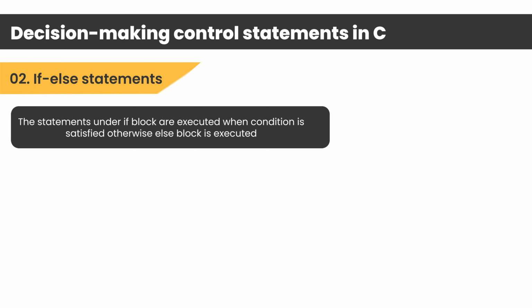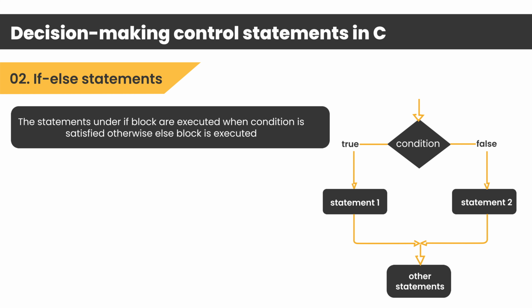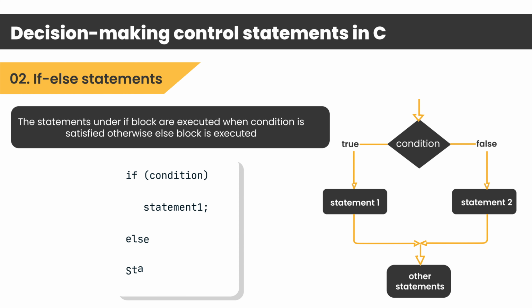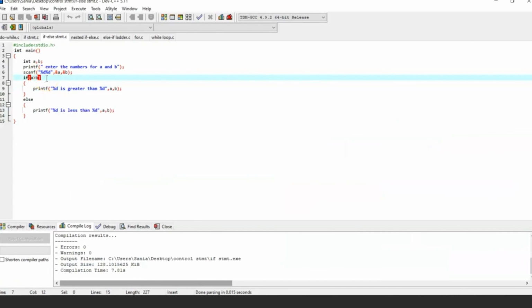Next, if-else statements. In this, it evaluates the condition, and if the condition is true, the statements under if will be executed. Otherwise, the statements under else will be executed, followed by other statements. The syntax of an if-else statement is if condition statement 1 else statement 2. Let's understand the if-else statement with the help of an example program. This particular program is based on the if-else statement. As I described before, it checks the if condition, and if the condition is satisfied, it will print the statement under the if block. Otherwise, it will print the statements under the else block.